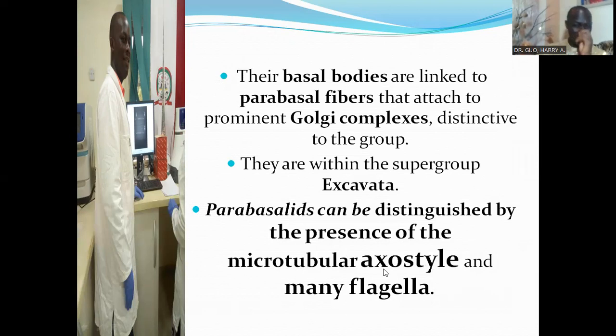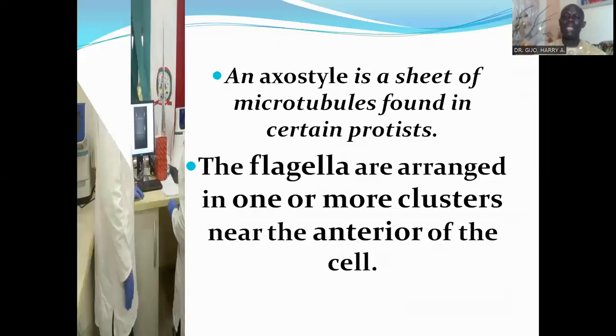Parabasalids can be distinguished by the presence of the microtubular axostyle and many flagella. Now, the distinctive feature is that they possess an axostyle and also possess many flagella. Unlike the flagellates and the euglenas that have two flagella, the parabasalids have many flagella, more than two. And an axostyle is a sheet of microtubules found in certain protists.